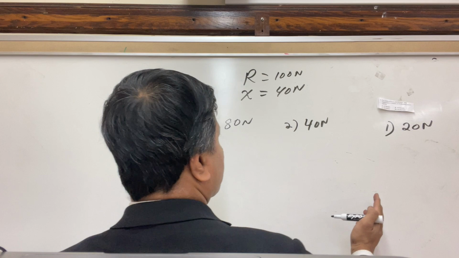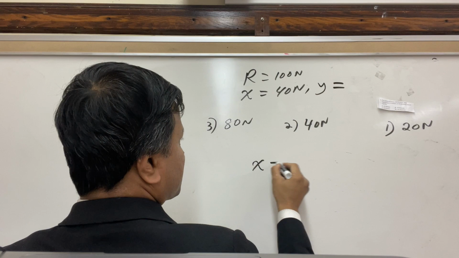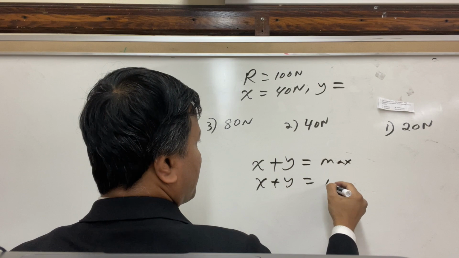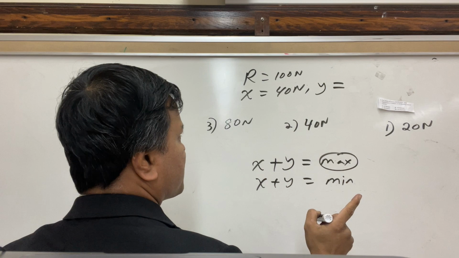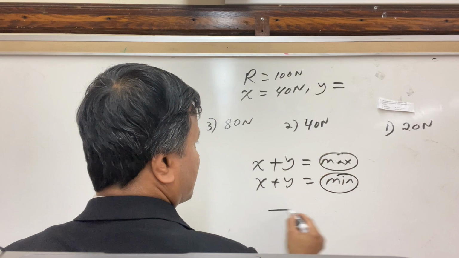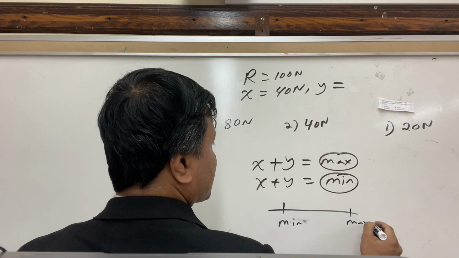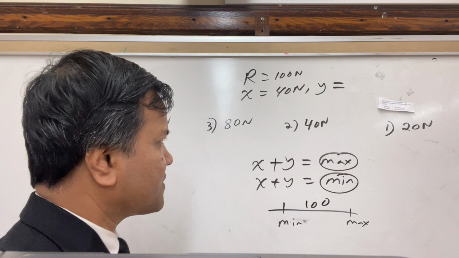What is y? Okay, so x plus y gives you a max, x plus y gives you a min. The max has to be whatever the max is, and the min whatever the min is. This is the max, this is the min. The 100 has to be within the max and min. All right, that's how we're going to do it. So 40, let's use the different comma.